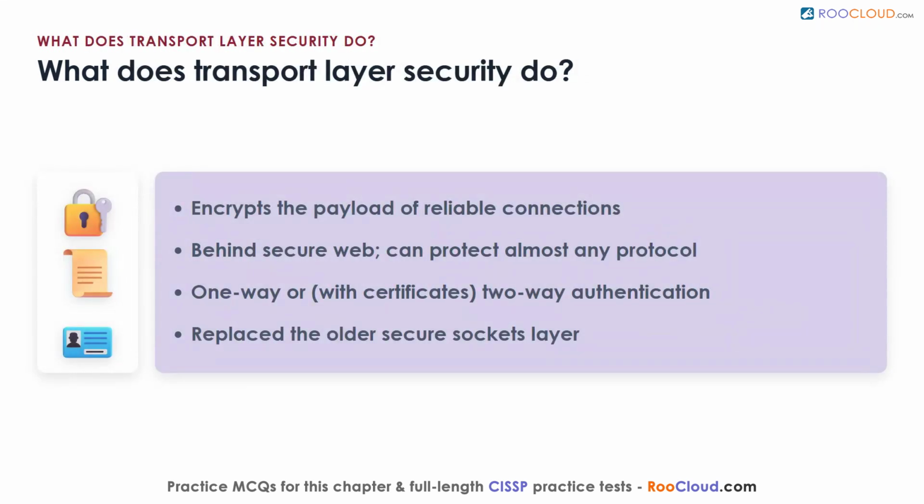What does transport layer security do? It is the workhorse encryption protocol that secures traffic at the transport layer by protecting the payload of reliable connections. You know it best as the encryption behind secure web browsing, but it can protect almost any application layer protocol. It supports secure client-server communication across an untrusted network, blocking tampering, spoofing, and eavesdropping. And it offers one-way or, with certificates, two-way authentication. Because it can sit as the first payload of a connection, it can wrap everything above it. And importantly, it replaced the older, now retired secure sockets layer. Treat it as the general-purpose seal you reach for by default.